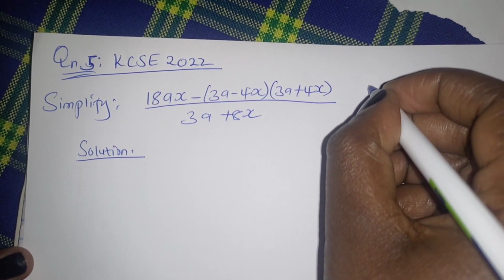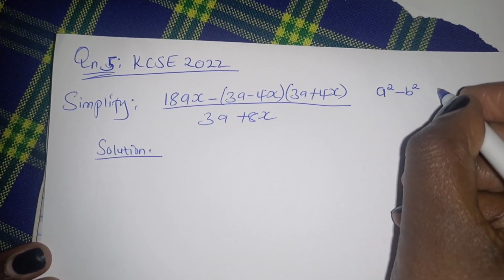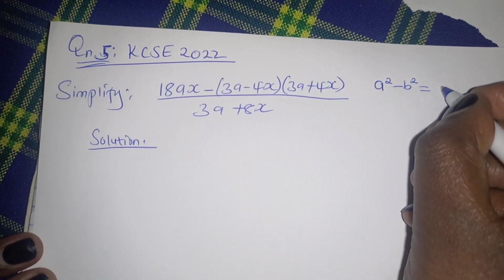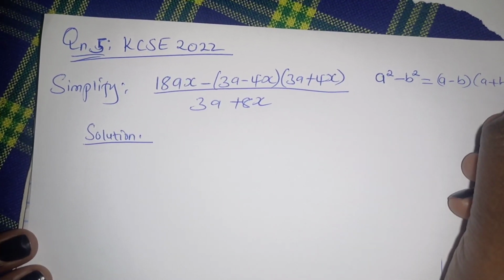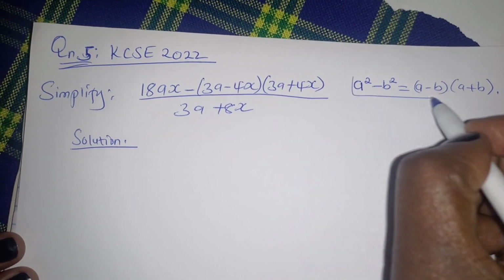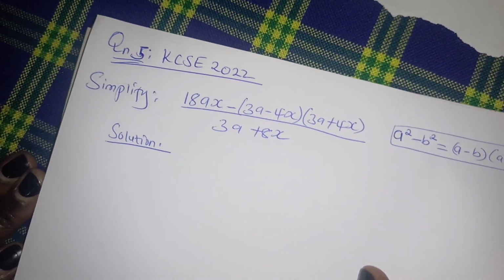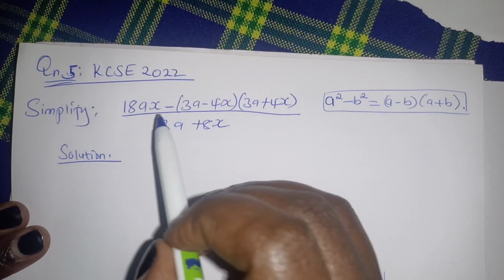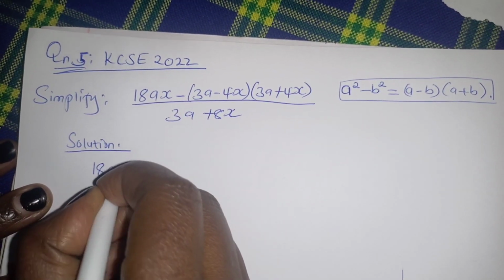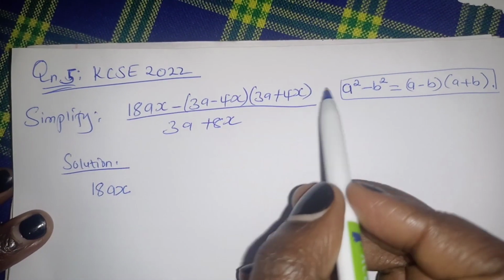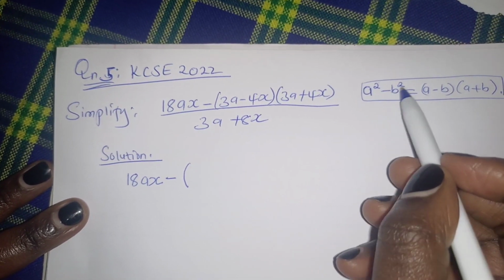If you remember, a difference of two squares reads a squared minus b squared is equal to a minus b and a plus b. And that is clearly what we have in our question here. So we have 18ax minus, open our bracket, a squared minus b squared.